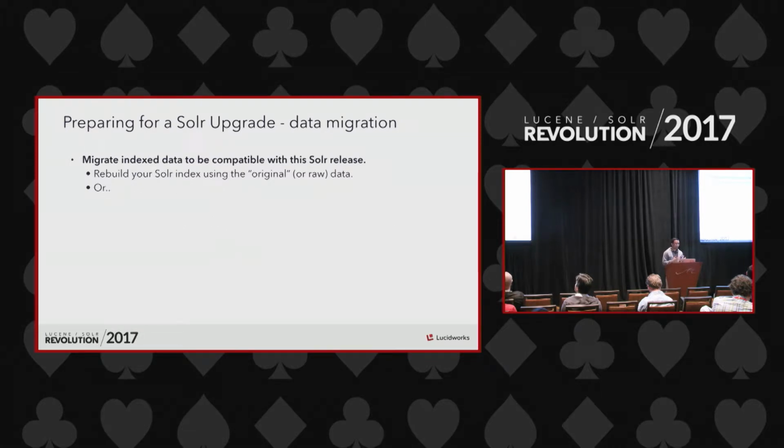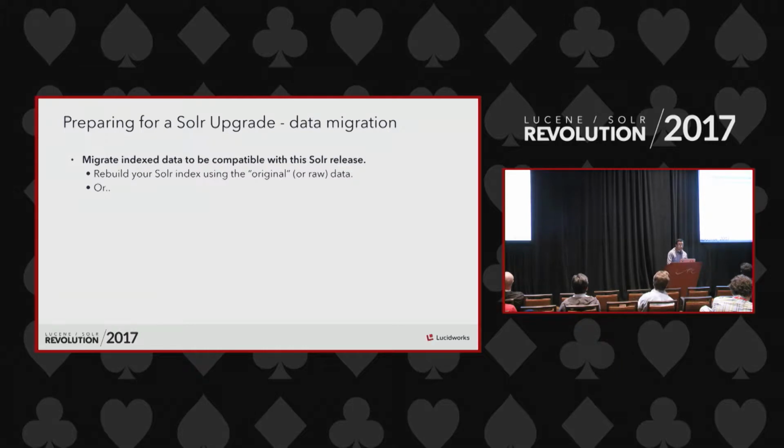So after the rollback strategy, the next point will be the data migration. So for data migration, again, there are two options. One option is just to do the reindexing using your original data. So the original data will not only allow you to do a rollback, but also rebuilding your index after an upgrade. So this is the most preferred mechanism that you should consider using, because then you don't have to worry about the index format incompatibility or stuff like that.